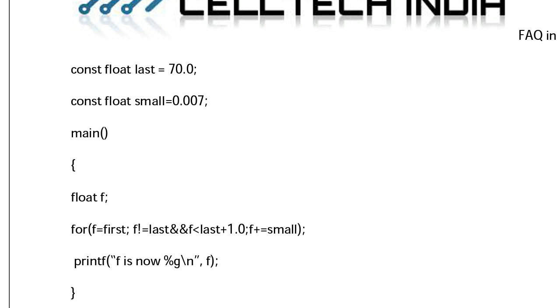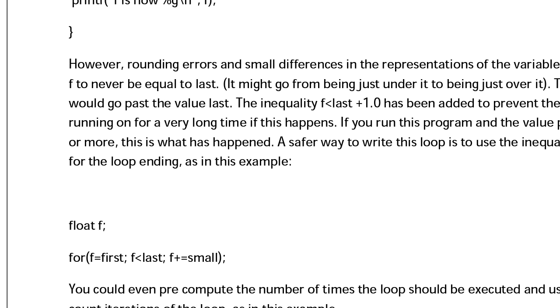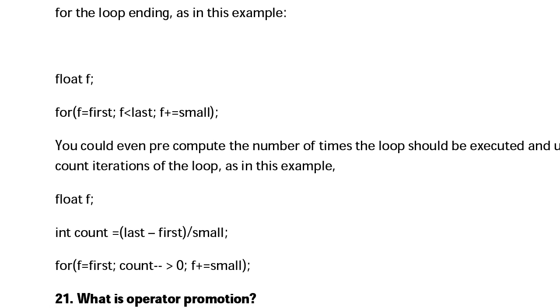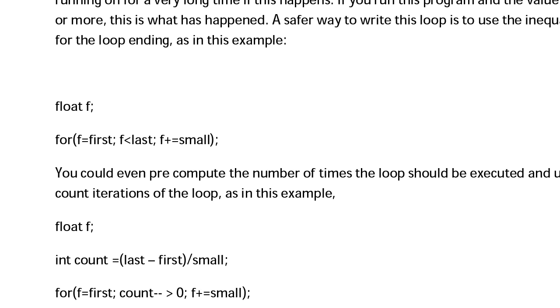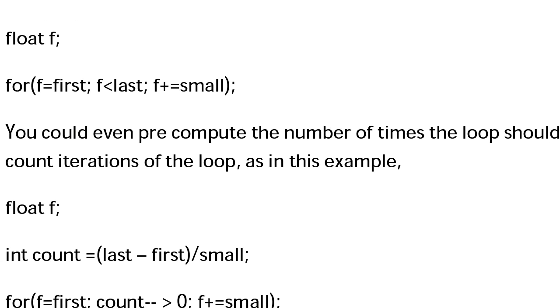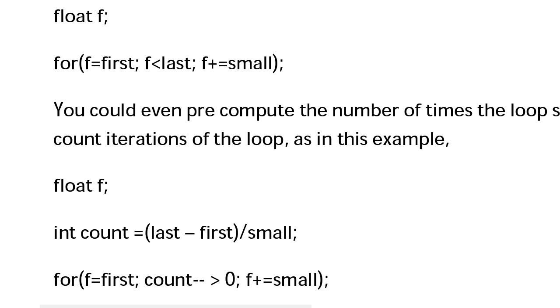A safer way to write this loop is to simply use the inequality f less than last to test for the loop ending. For example, I can modify the program just like this. Look at this. So I can have a count for f equal to first, f less than last, f plus equals small.